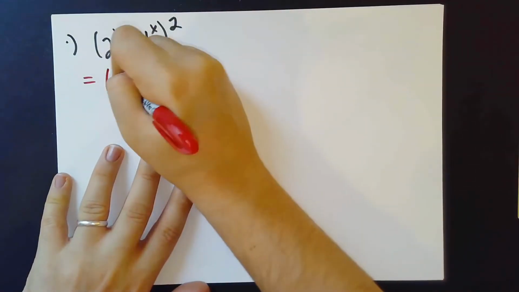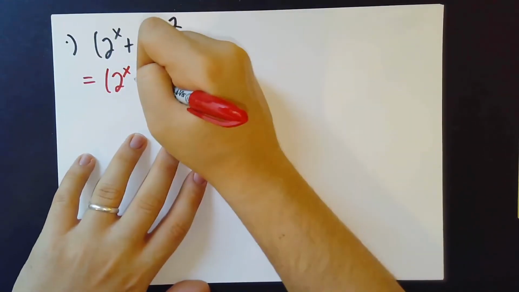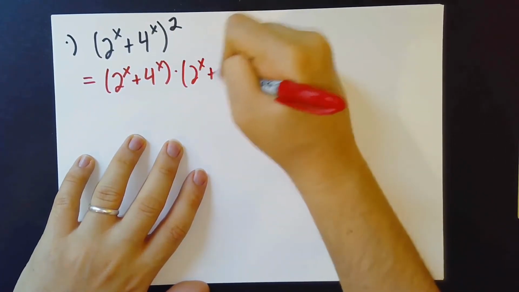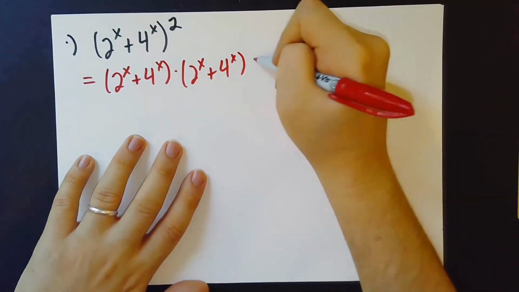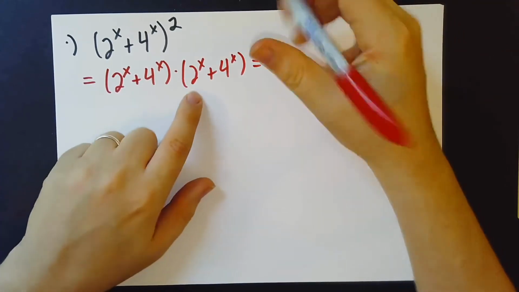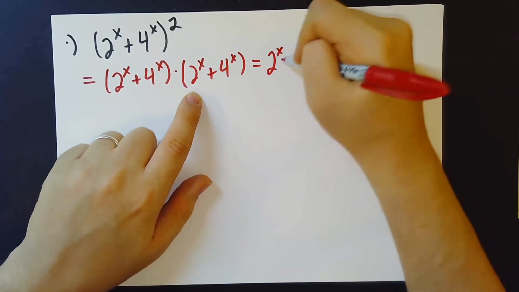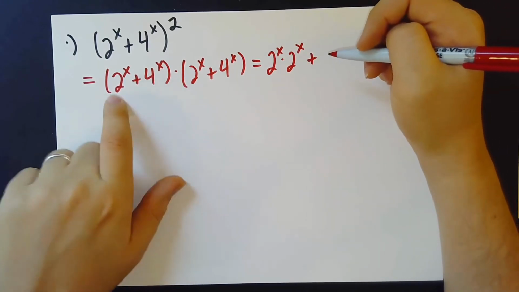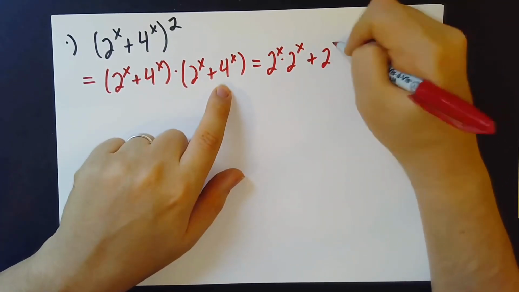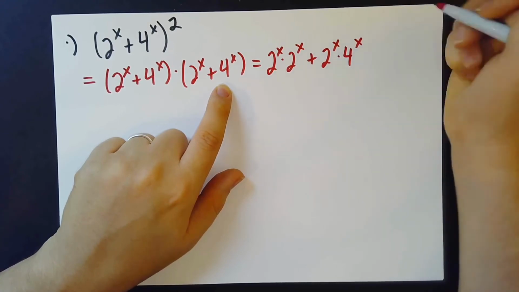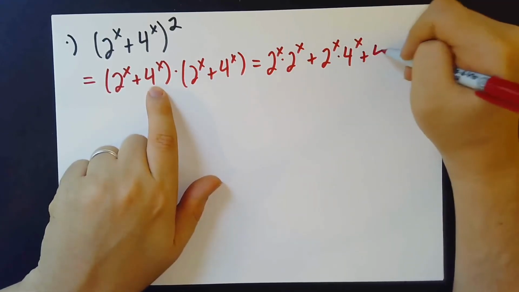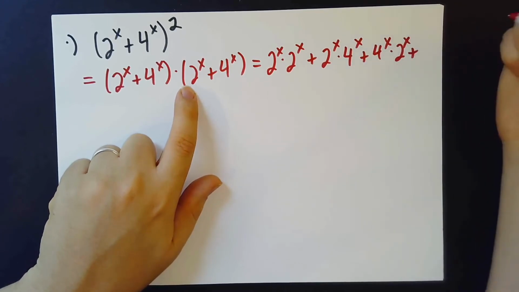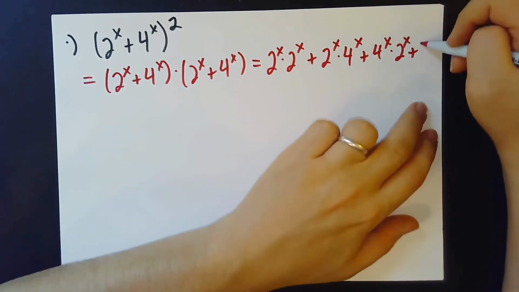So this is going to be 2 to the x plus 4 to the x times 2 to the x plus 4 to the x. Okay, let's go 2 to the x times 2 to the x. Plus 2 to the x times 4 to the x. Plus 4 to the x times 2 to the x. Plus 4 to the x times 4 to the x.